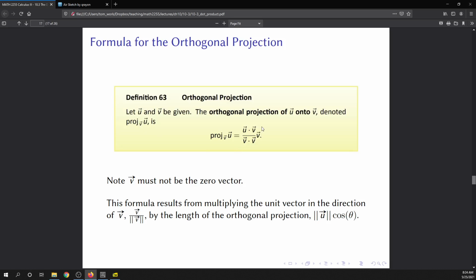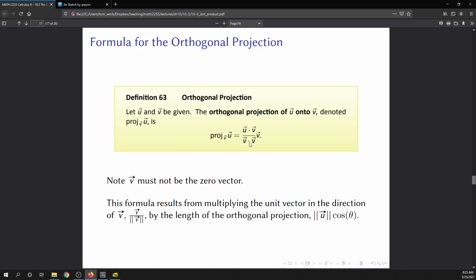All right, and the formula that we're going to have for that is this scalar right here. This is a scalar, u dot v. Remember, that's a scalar when you dot two vectors. So u dot v on the top. On the bottom, we have v dot v, which remember is equal to the magnitude squared of that vector.